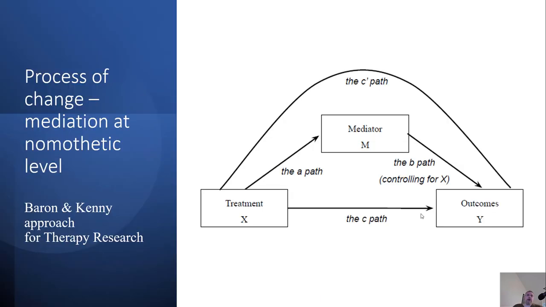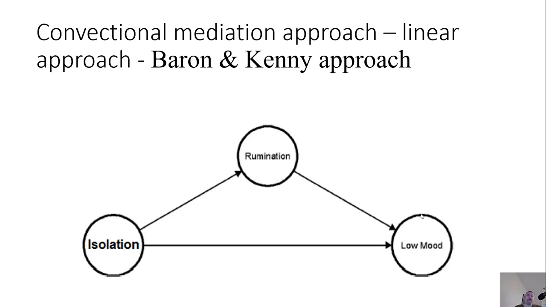Very quickly about the kind of analysis we traditionally do for process of change. We look at mediation analysis, where you've got treatment X, treatment Y, the C path, and then you've got the indirect path, the mediating factor, which is basically showing where the variance really lies indirectly. Very, very good approach, but life cannot be this linear. We can't just have isolation, low mood, and rumination. We know people are very, very complex.